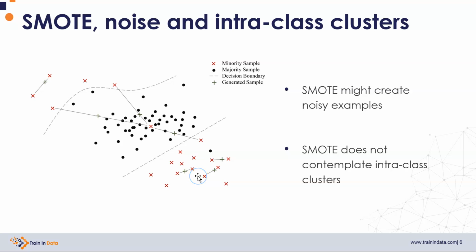And continuing with this diagram, we see that here we have two intra-class clusters, and SMOTE does not contemplate intra-class clusters, because what we ideally want is to create observations in here and in here, but not anywhere in the middle. So the traditional implementation of SMOTE would not contemplate intra-class clusters.